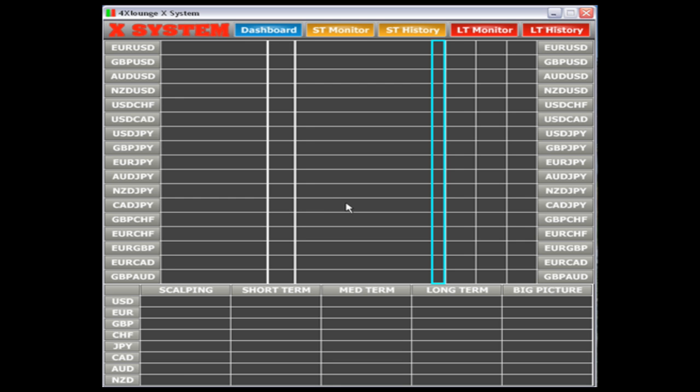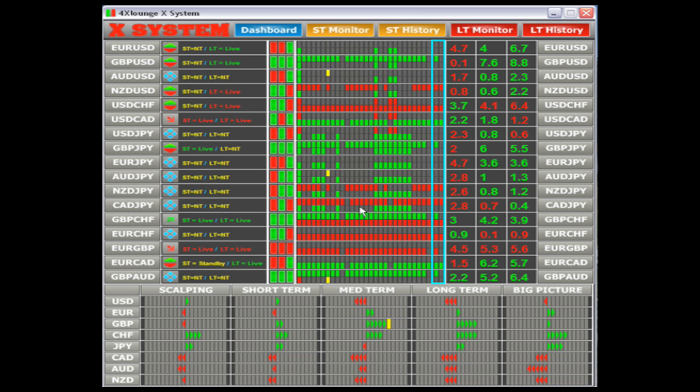That's the basic idea behind X System. It's a very powerful system and it's simple and easy to use. It's designed for both the beginner and the pro trader alike.